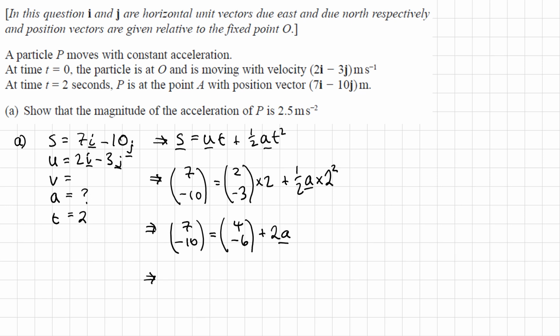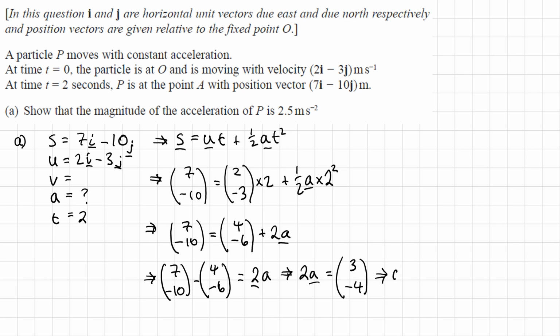Let's rearrange. So we will move this vector over to the other side. So you've got 7, minus 10, minus 4, minus 6. That's going to equal 2a. So let's work out 2a and then divide by 2. So for 2a, we've got 7 minus 4, which is 3. And then we've got negative 10 plus 6, which is going to be negative 4. So that gives us a is equal to 3 over 2 and minus 2.